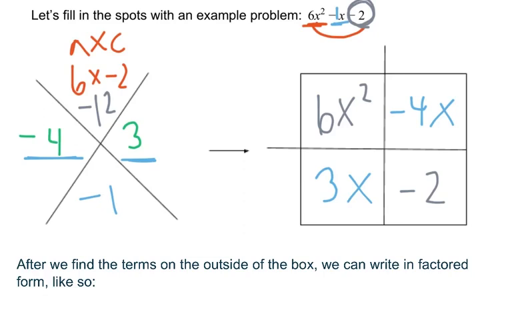Okay, so once we have all of our spots filled into the box, now we need to find the outsides of the box, okay? And how we do that is we start by working vertically and looking at 6x squared and 3x. Now, what do these numbers both have in common? And we want the biggest number that they both have in common. So, they both have 3 in common, as well as an x. Okay, so I put 3x there.